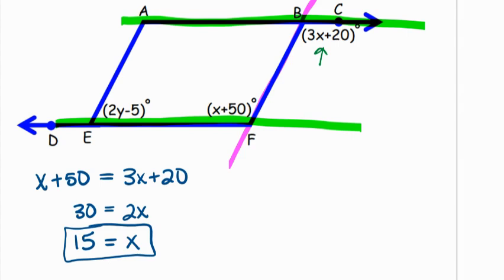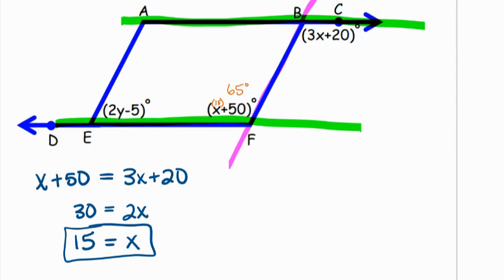Now, if I go over here to my 2y minus 5, that's on my green line, but that's going to use the green line as a transversal, and it's also on there with the x plus 50, right? Now we can take the 15 and plug it in for x. So if I substitute in my 15, then 15 plus 50 means this is a 65-degree angle.